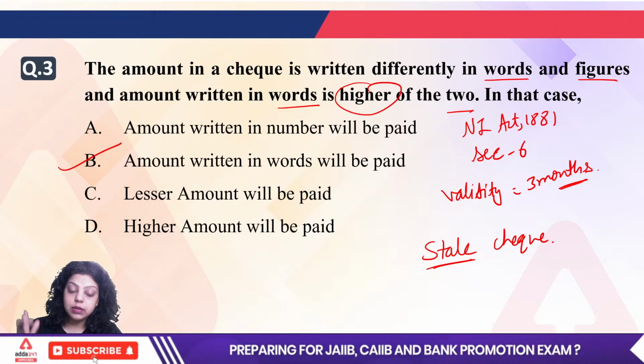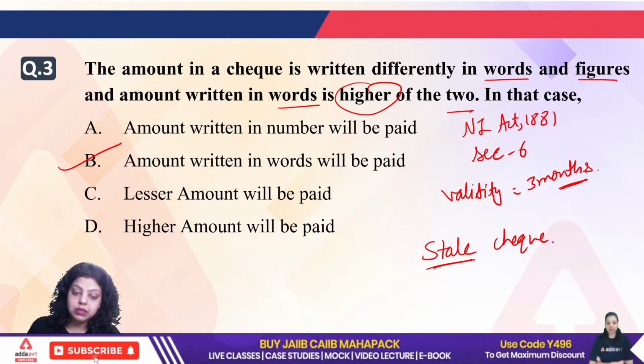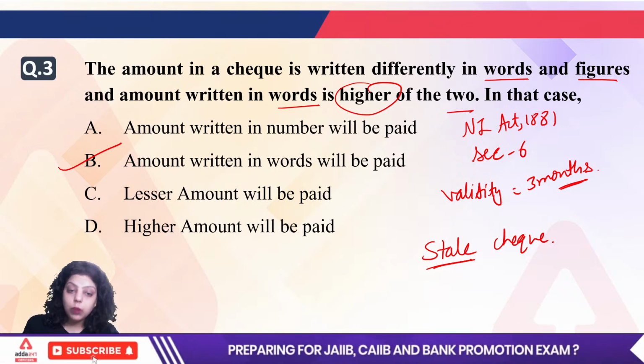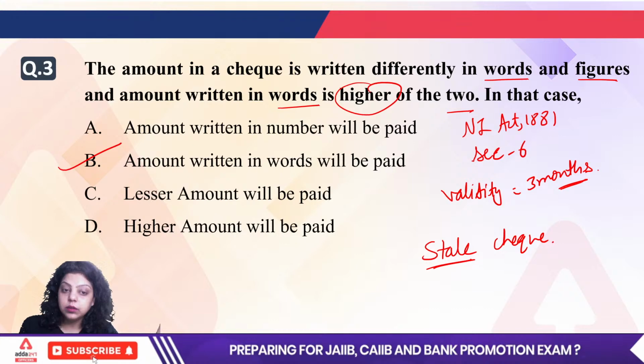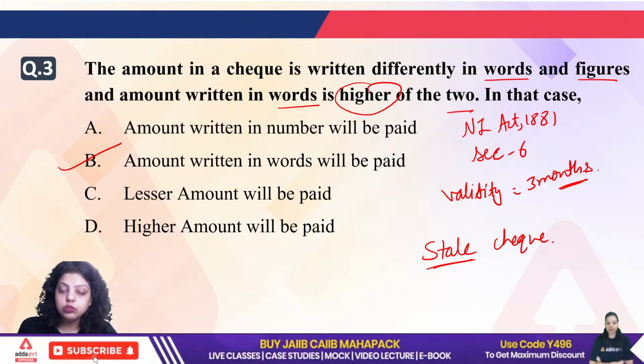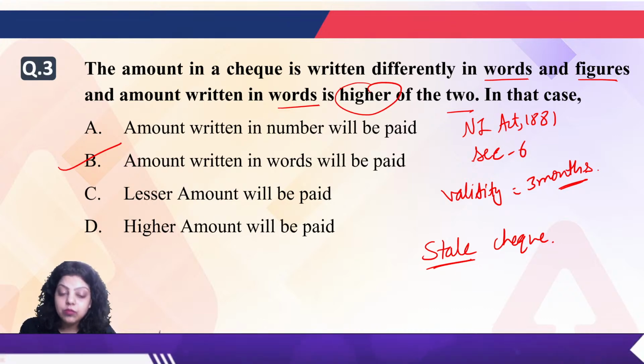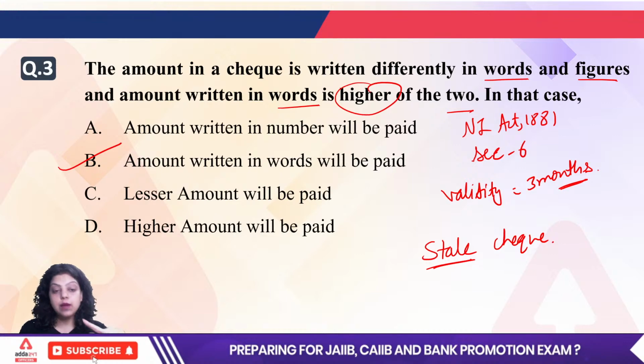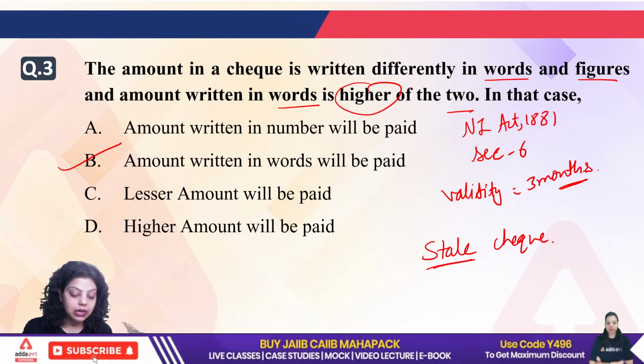Similarly, a demand draft's validity is also 3 months from the date of issue. The checks which have expired their validity are known as stale checks, and because they are treated as invalid, their payment will not be made. If you want payment, you have to reissue the check on another date. The right answer is B.